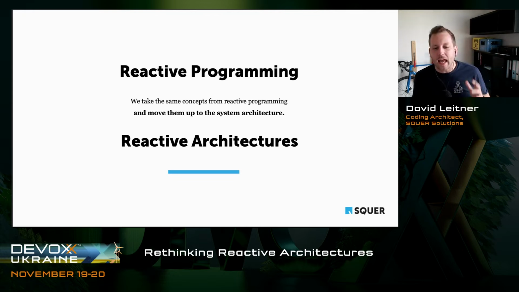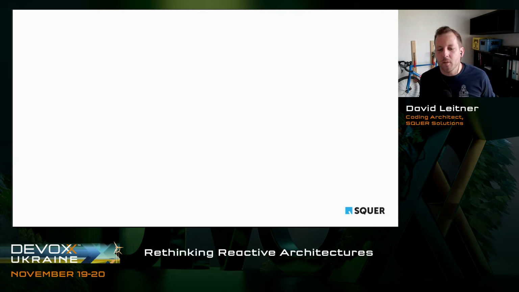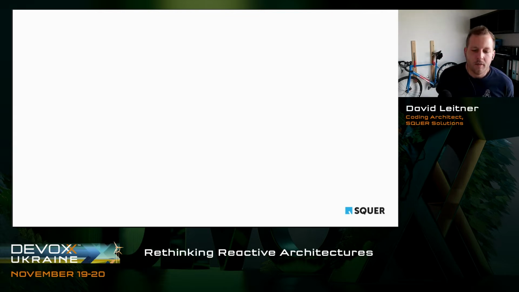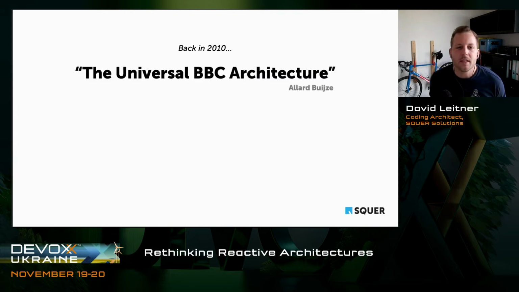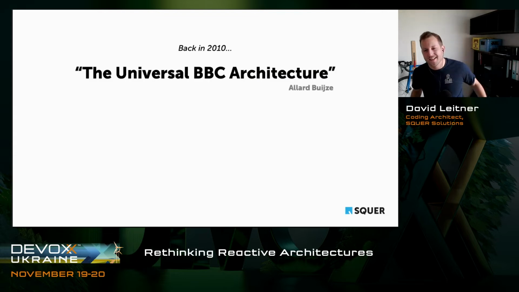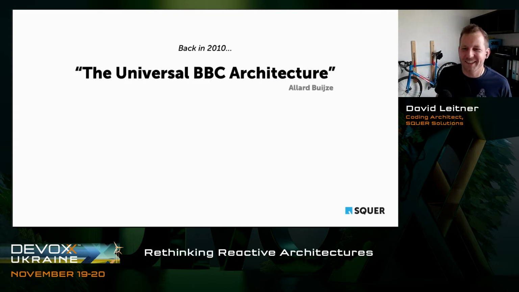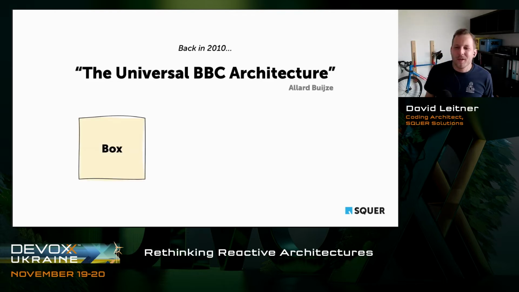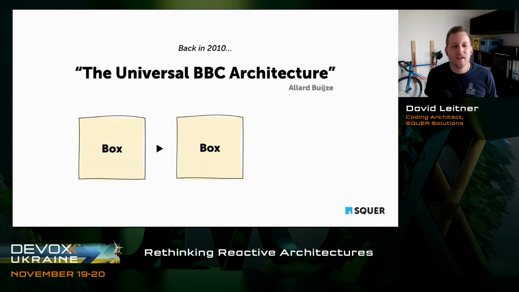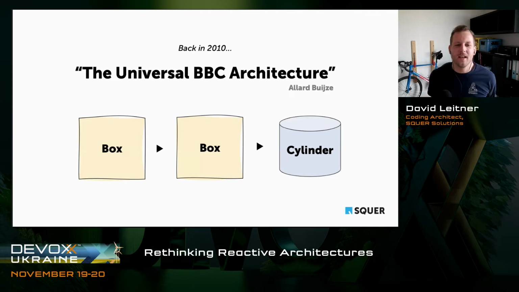Well, life was easy. Back in 2010, when I did my really first big enterprise projects, we usually used the universal BBC architecture, right? Anyone? It's hard. I cannot see you. But I usually would like to know if anyone knows BBC as well. They were super simple, right? We had box, cylinder. That's what we usually did, right? This is how most of our architectures look like. And this was fine. I don't say that anything was wrong with this, but the world changed since 2010.